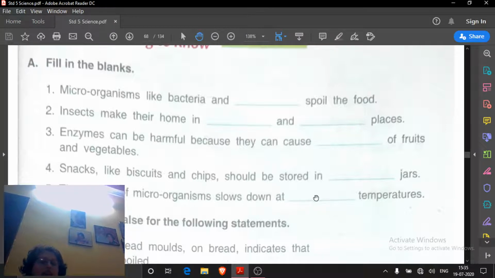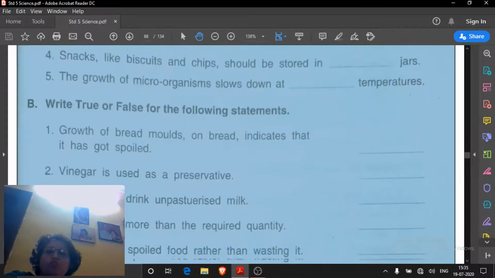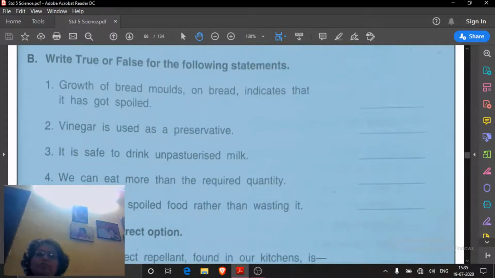Then, the growth of microorganisms slows down at low temperatures. What will you write? At low temperatures, L-O-W, low. Now come to the B part. In the B part you have to write true or false.